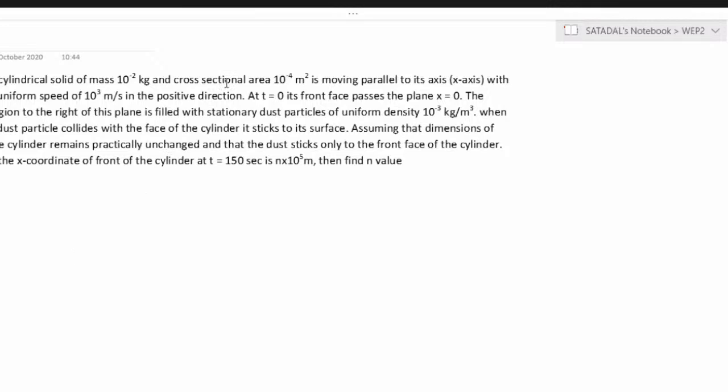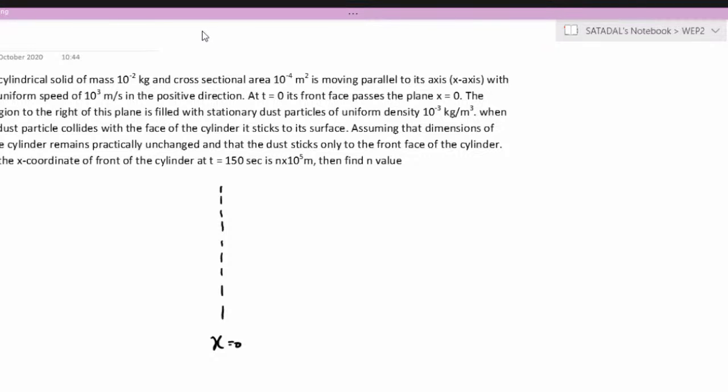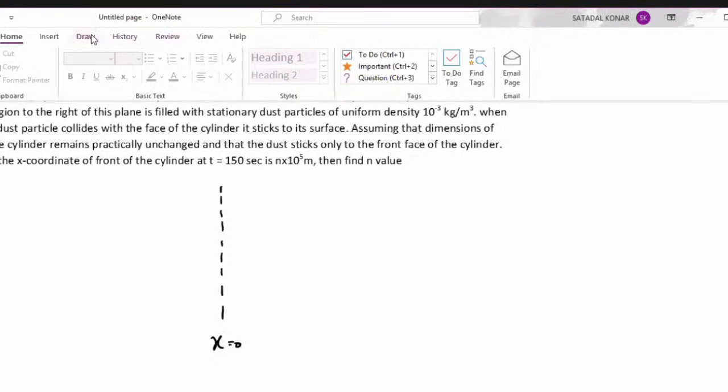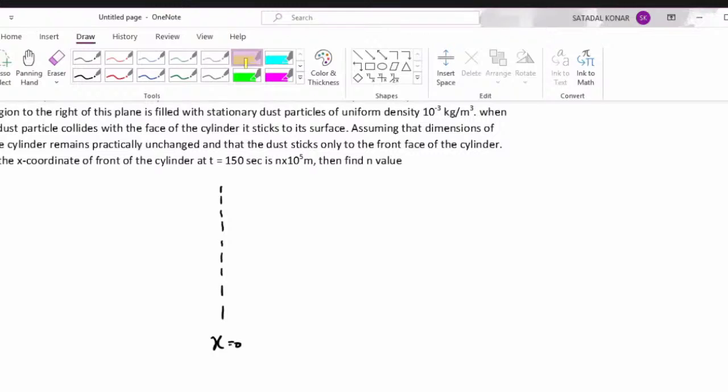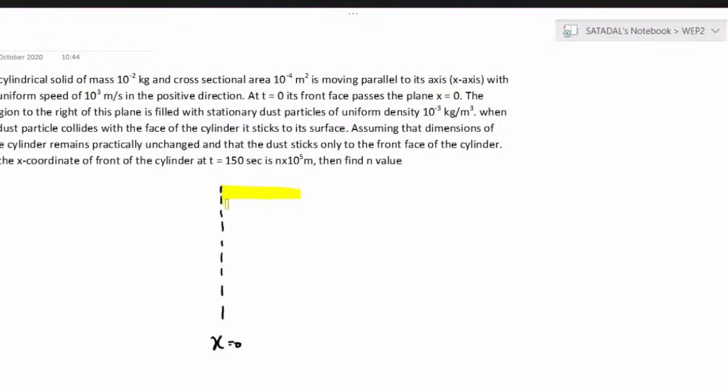Please try, everyone. First, you try to interpret the question properly. That is more important. If you do not interpret the question, then you cannot solve it. See, first, this is x equal to 0. In this region, dust particles are there. This is the region with dust particles.